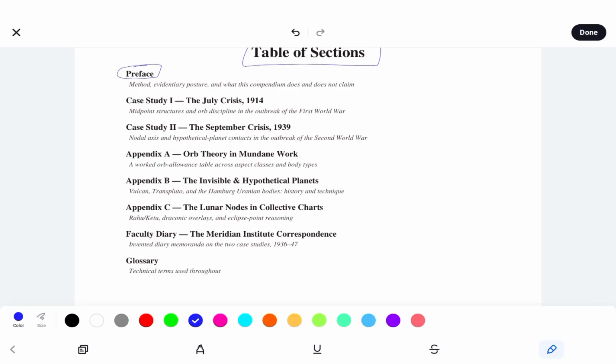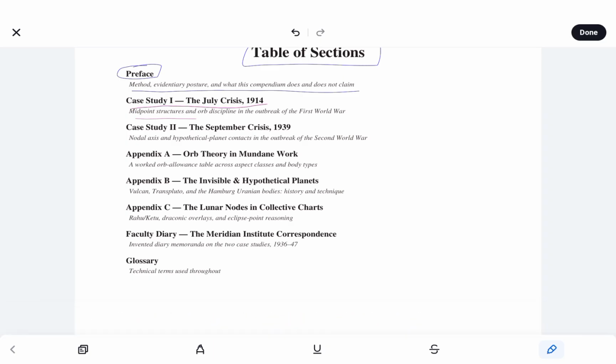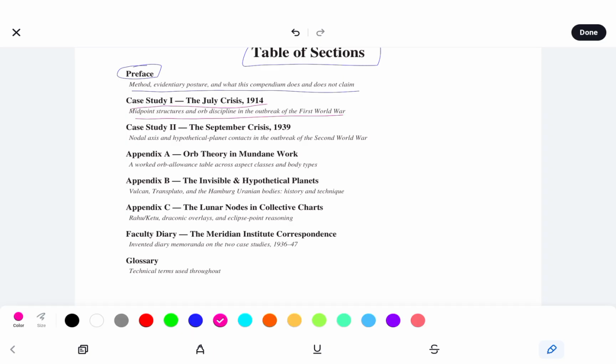So the preface here, we're looking at method, evidentiary posture, and what the compendium does and does not claim. Case study 1 is going to be the July crisis, 1914, midpoint structures and orb discipline in the outbreak of the First World War. Second case study is the September crisis, 1939. We're looking at the nodal axes and hypothetical planet context in the outbreak of the Second World War.